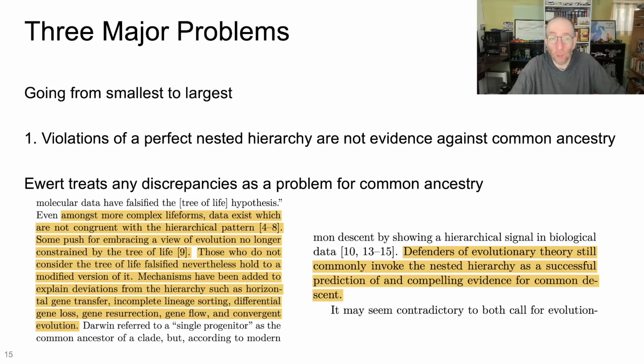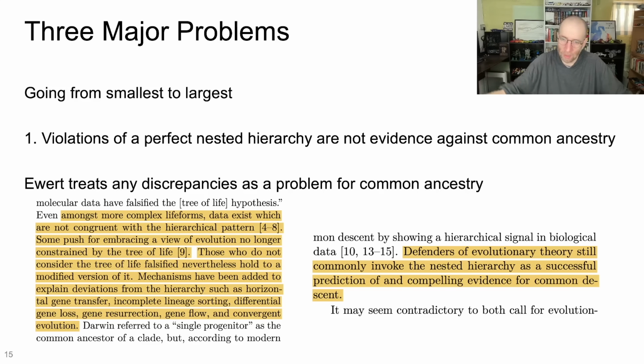Some push for embracing a view of evolution no longer constrained by the tree of life. Those who do not consider the tree of life falsified nevertheless hold to a modified version of it. Mechanisms have been added to explain deviations from the hierarchy, such as horizontal gene transfer, incomplete lineage sorting, differential gene loss, gene resurrection, gene flow, and convergent evolution."